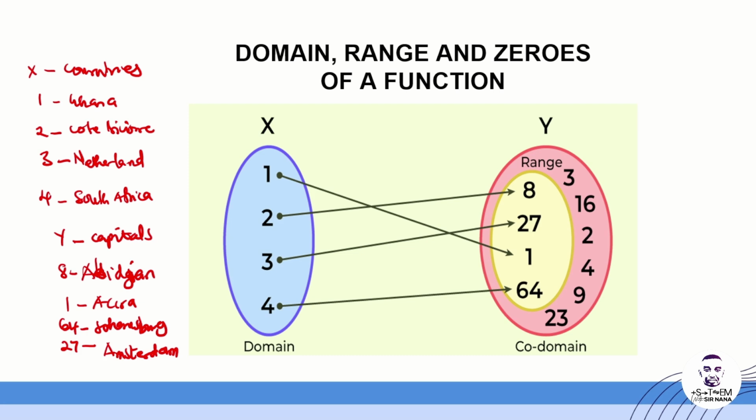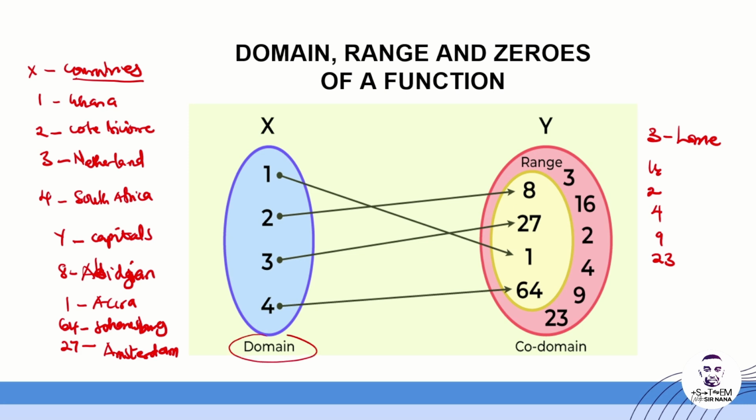Now we also have some other ones like this. So we have the 3, which basically, let's say, represents any capital at all, like Lomé. And so does the 16, the 2, the 4, the 9, and the 23, which represent other capitals, right? So we can say that the X, which represents the countries, represents our domain. So we now see a domain.